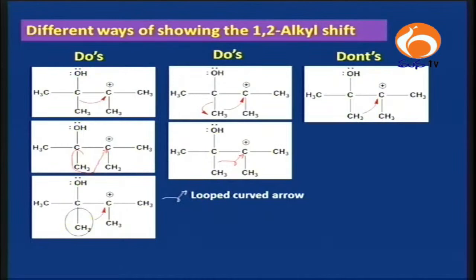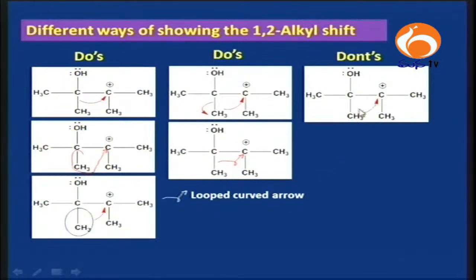The first representation we use this type of arrow, and the second representation we are using this type of arrow, and the third representation we are selecting the bond and also the methyl group. In the fourth representation we can use two types of arrows to show that the methyl group is actually moving with the bonded pair of electrons, and we can use also a looped curved arrow to show the migration of the methyl group with the bonded pair of electrons.